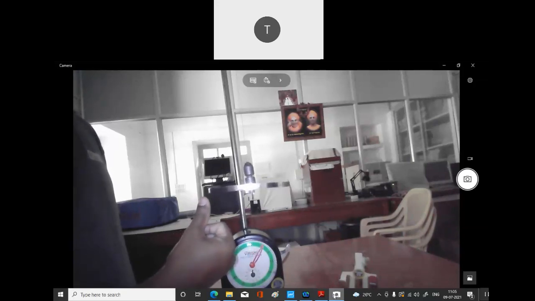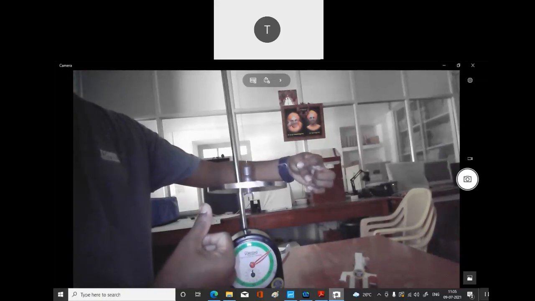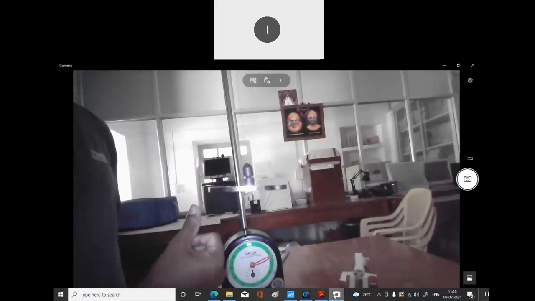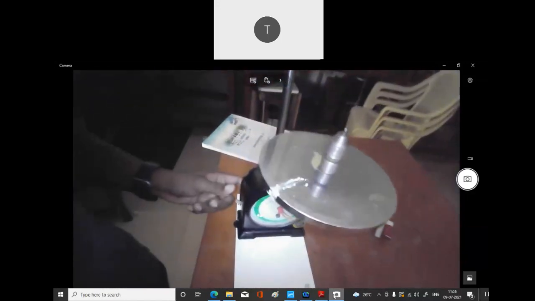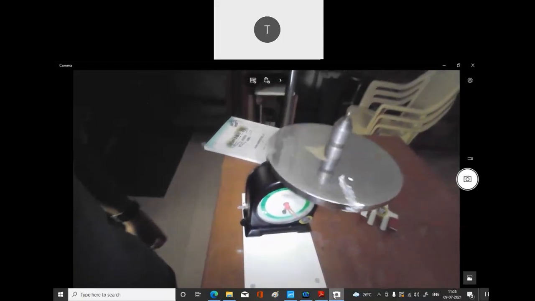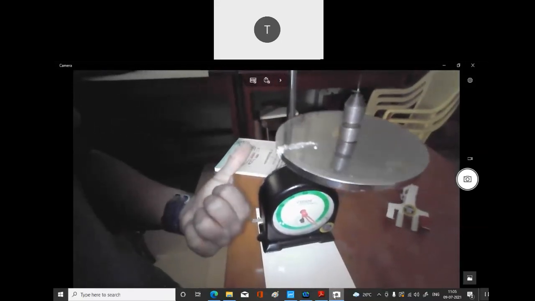So this is one oscillation, 1.5, then two oscillations, 2.5, three oscillations, and 3.5. Then when it comes here, I'm going to stop: 4 oscillations. You can see when it is coming back exactly here, I stopped it. So that is for 4 oscillations.